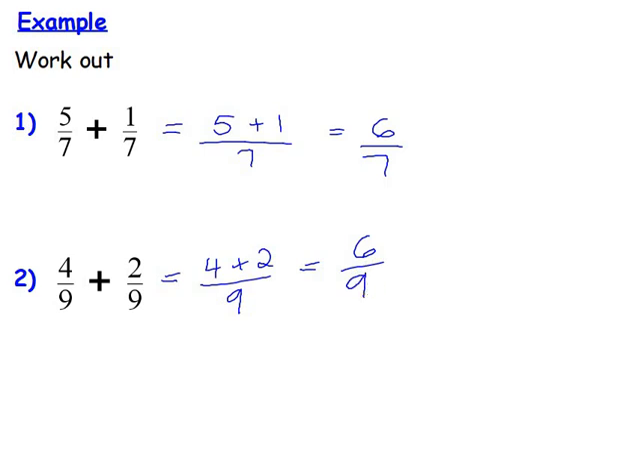Now what you might notice is with the second question, we can actually simplify that fraction. So to do that, we've got to think of what number goes into 6 that also goes into 9. So 3 goes into both of them. So we can divide the top and bottom by 3. So 6 divided by 3 is 2. 9 divided by 3 is 3. Nothing goes into 2 that also goes into 3, so 2 over 3 is our answer.